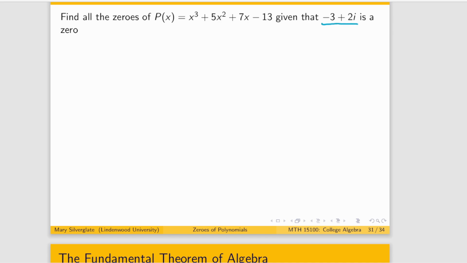So let's say I knew that negative 3 plus 2i is a 0. Well, what else do I know has to be a 0? That means that if negative 3 plus 2i is a 0, negative 3 minus 2i also has to be a 0.